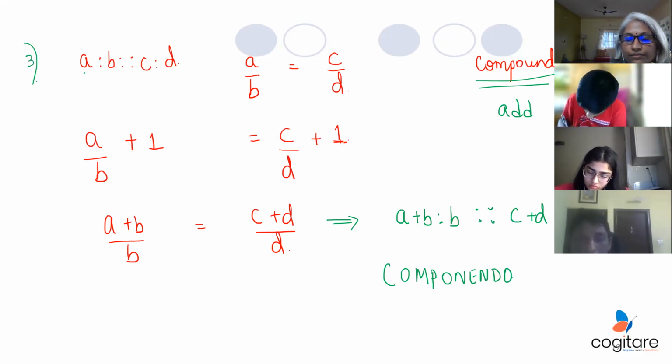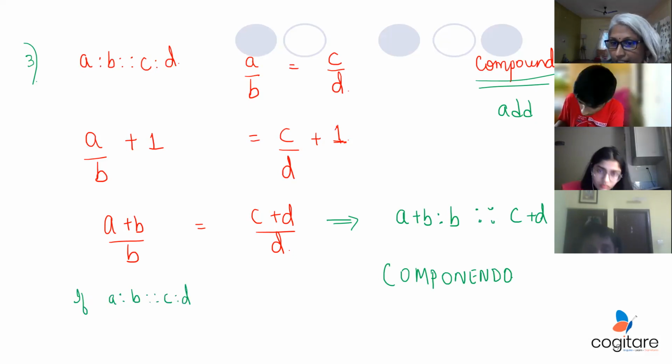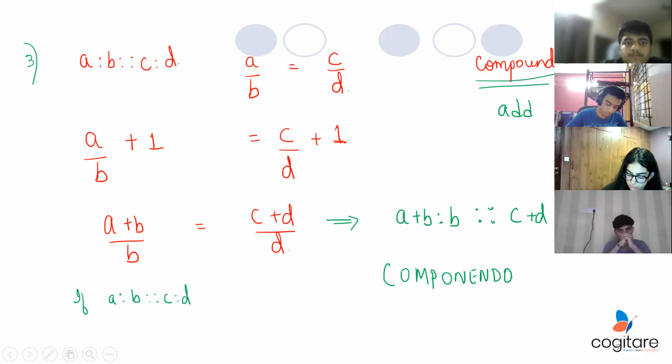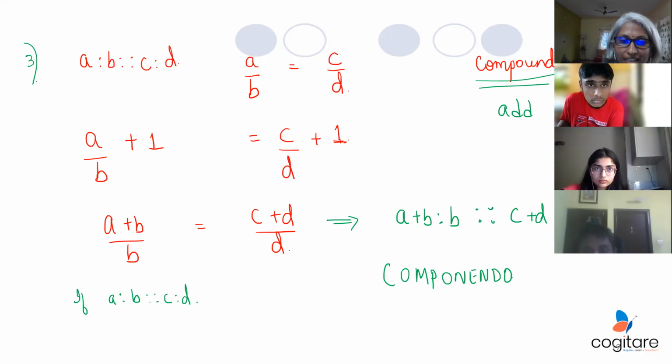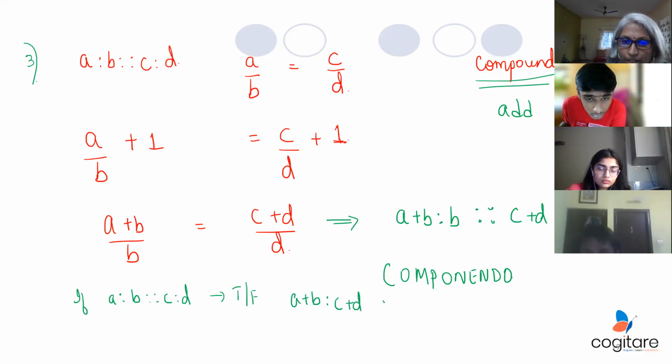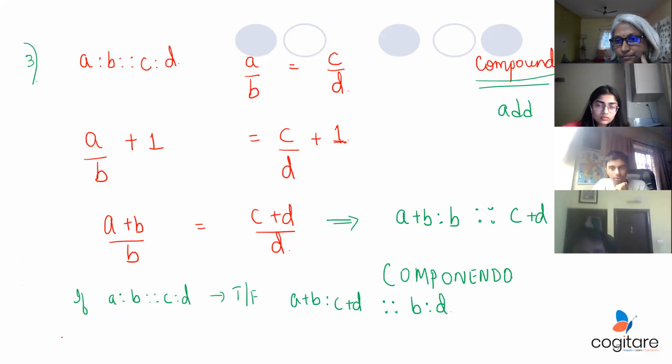Now for dividendo, we need to subtract 1. But first I'll ask you a question. Guys, are you all done writing? Listen, if A is to B is as C is to D, tell whether this is true or false: A plus B is to C plus D is as B is to D. Is this true or false? Ma'am, it's true, because it's the same as componendo and alternando.